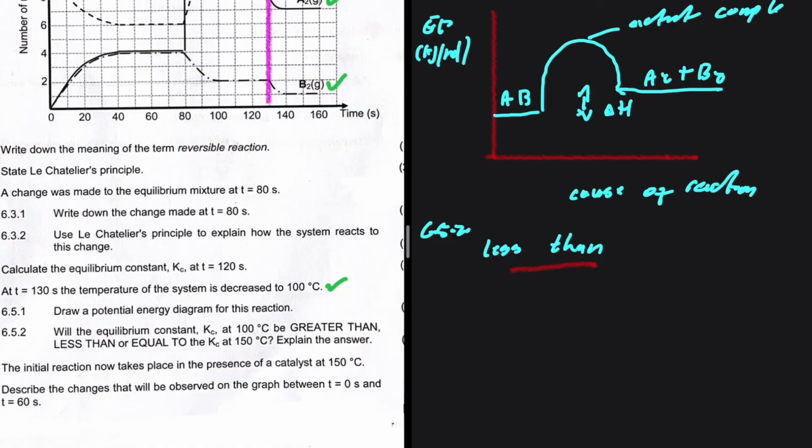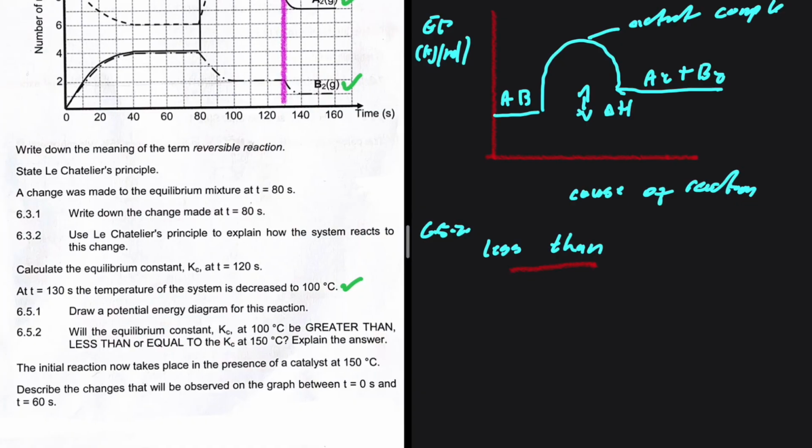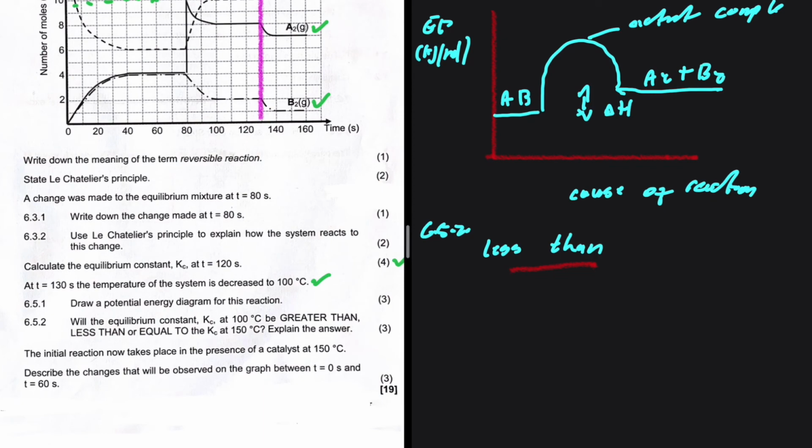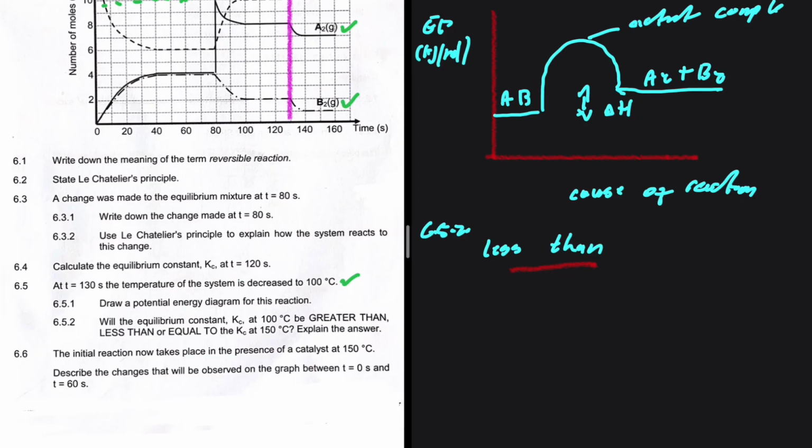So 6.5.2, we have less than, and the reason I just gave you right now. Forward reaction is endothermic. So if you decrease the temperature, reverse reaction is going to be favored. We have less product, so the value of Kc goes down. Okay, because Kc is products divided by reactants. That is why we are seeing less than.